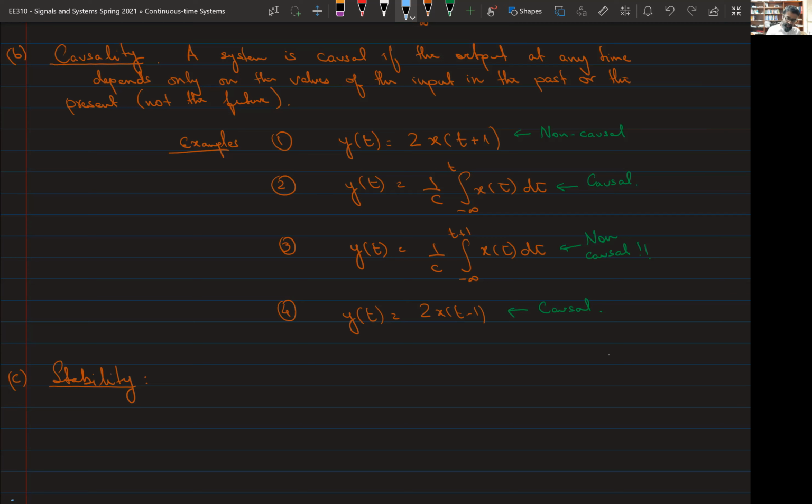More formally, and that's what I would write here, a system is stable if a bounded input results in a bounded output. Now, you would immediately ask, what do I mean by something being bounded? Remember, the input is a signal, the output is a signal. When I say that a signal is bounded, what does that mean?